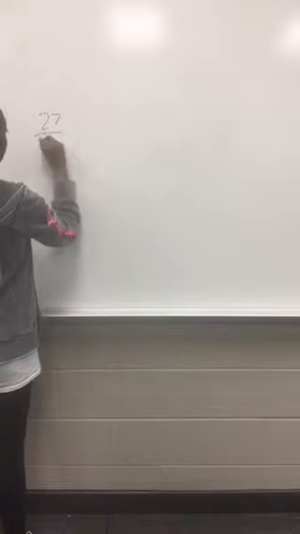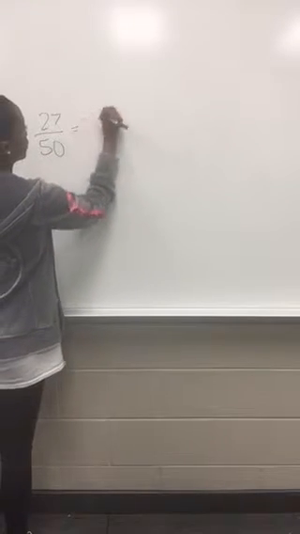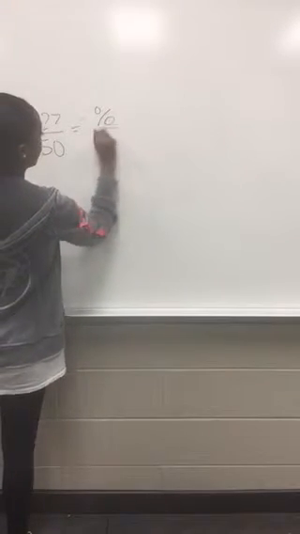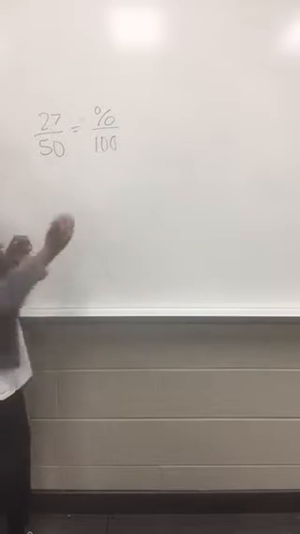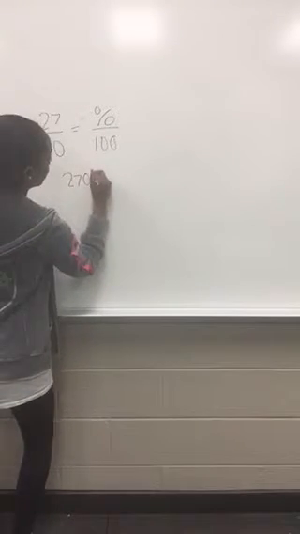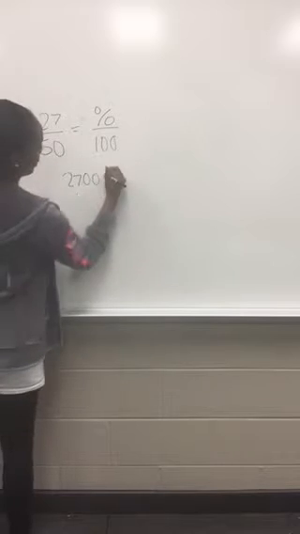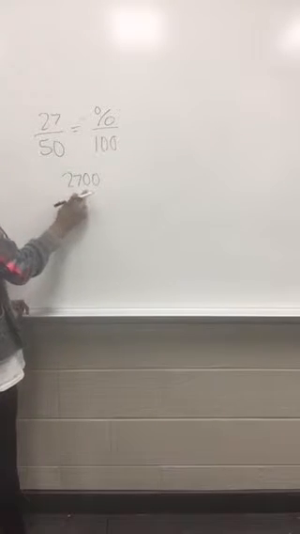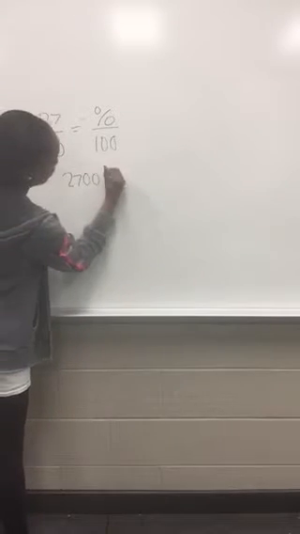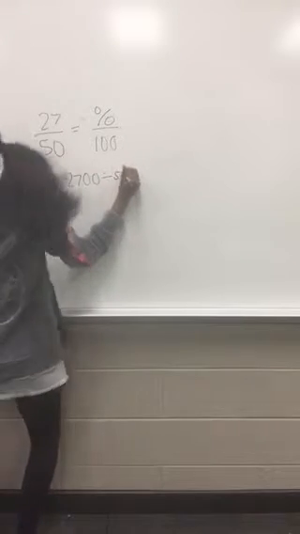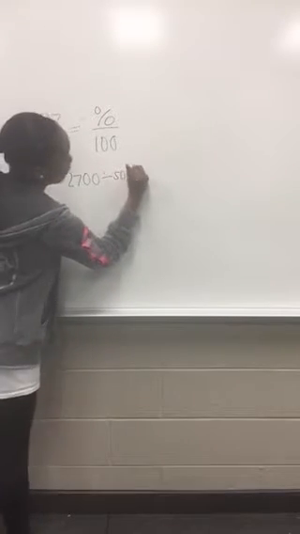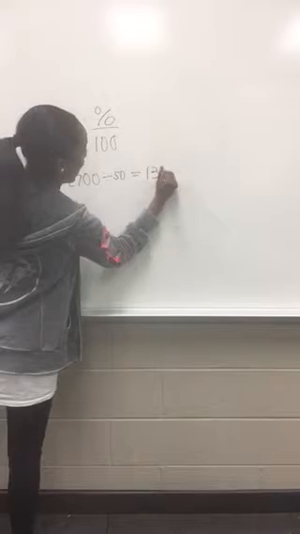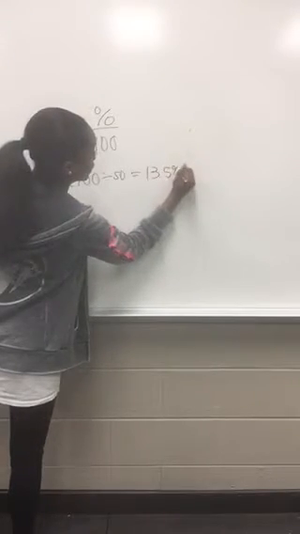Okay, our next exit ticket is 27 over 50 equals a percent over 100. So 27 times 100 equals 2,700. And then when you divide 2,700 by 50, you are going to get 54. So that is your percent.